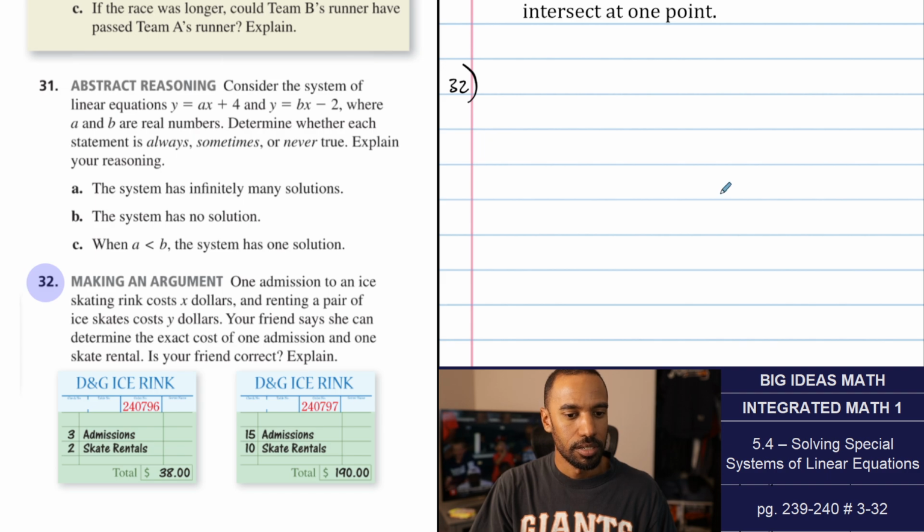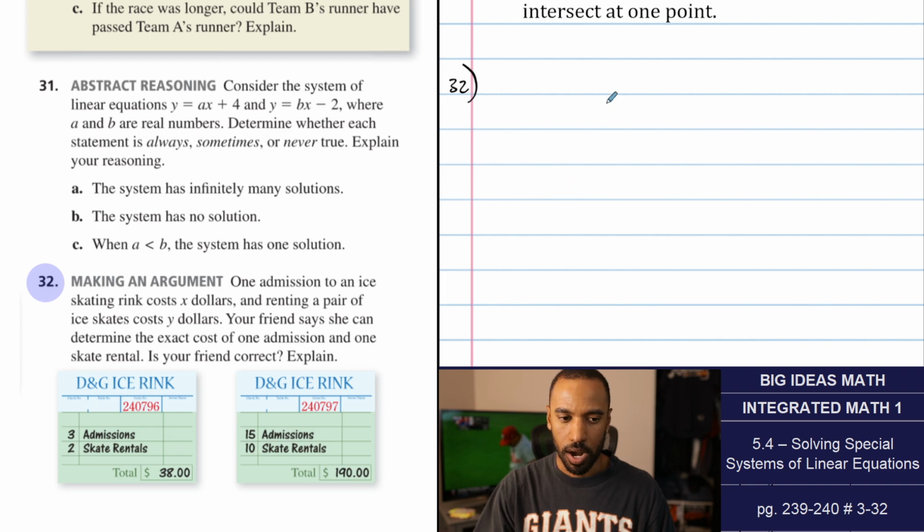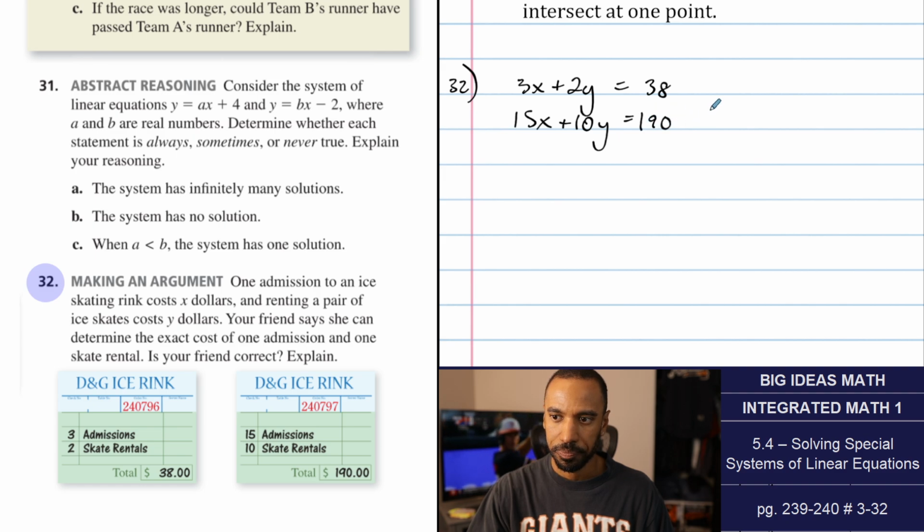Making an argument. One admission to an ice skating rink costs x dollars, and renting a pair of ice skates costs y dollars. Okay, the admission is x, renting a pair of ice skates is y. Your friend says she can determine the exact cost of one admission and one skate rental. Is your friend correct? Explain. So 3 admissions and 2 skate rentals is $38, and 15 admissions and 10 skate rentals is $190.